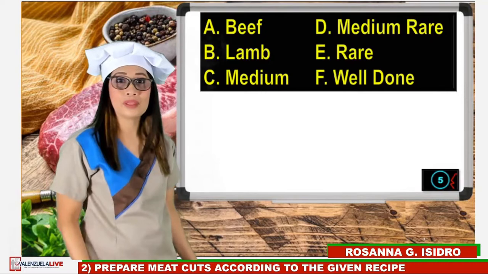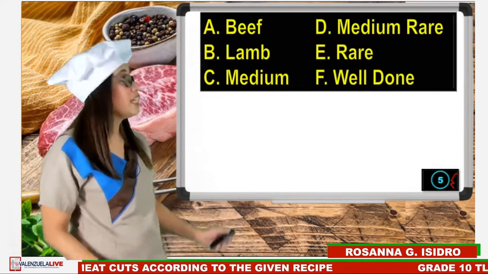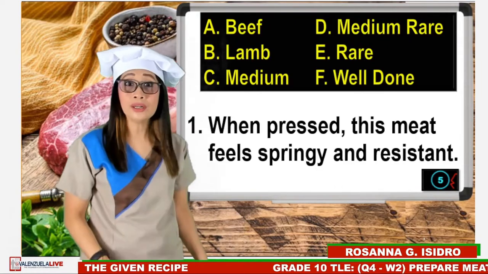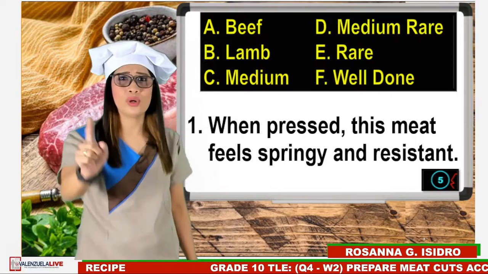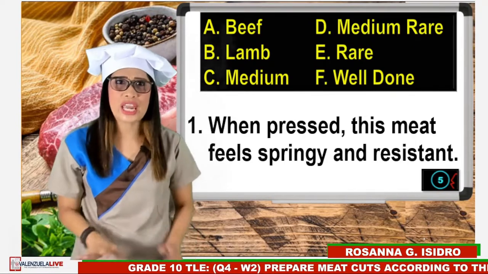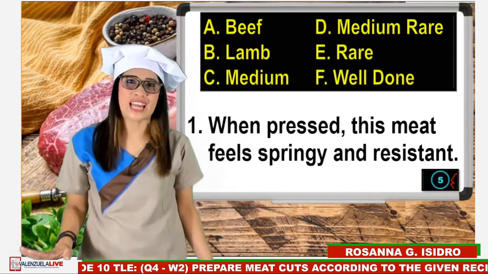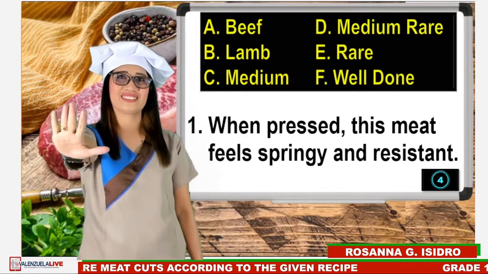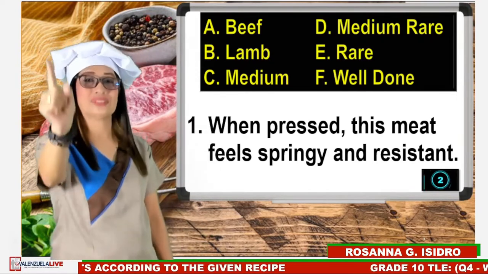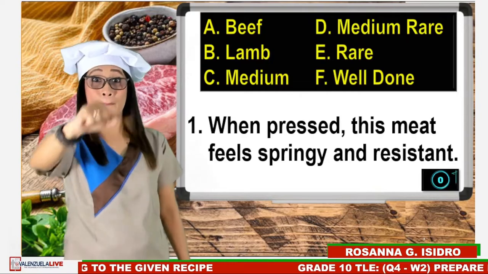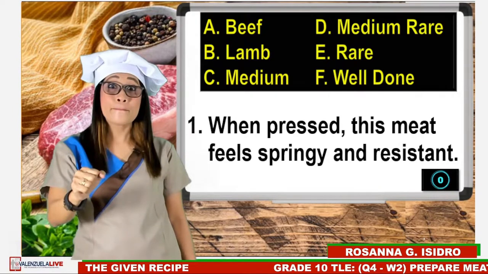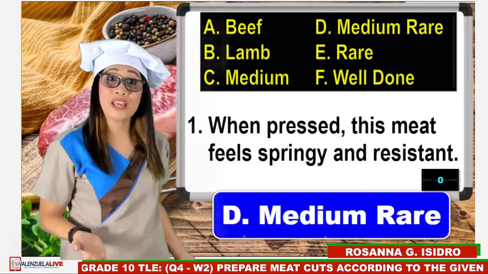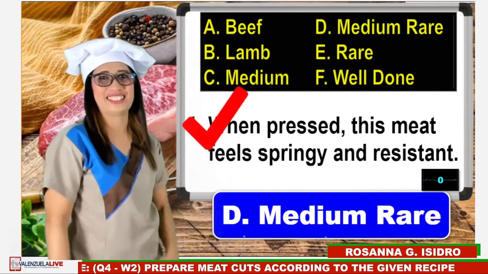A. B, lamb. C, medium. D, medium rare. E, rare. F, well done. For number one, when pressed, this meat feels springy and resistant. Your time starts now. Your time is up. If your answer is letter D, medium rare, you are correct.